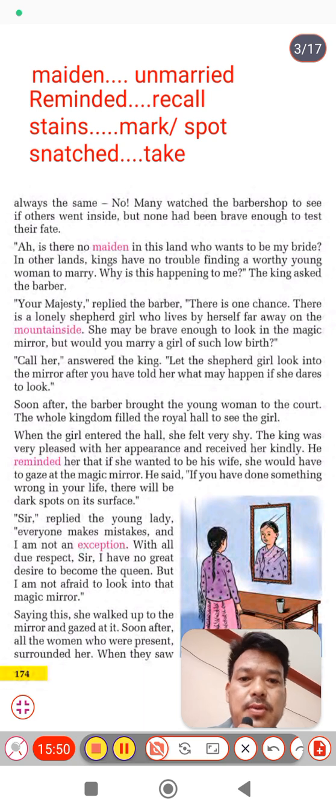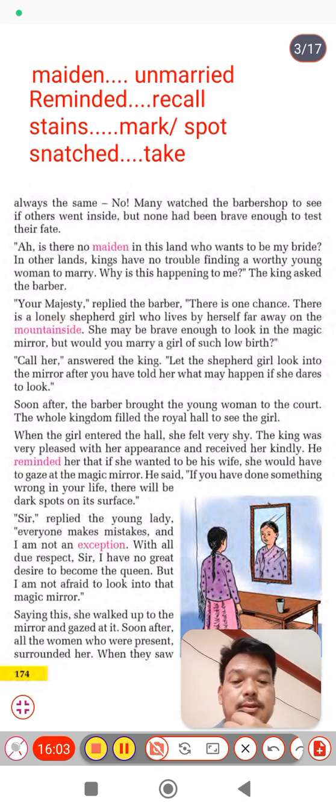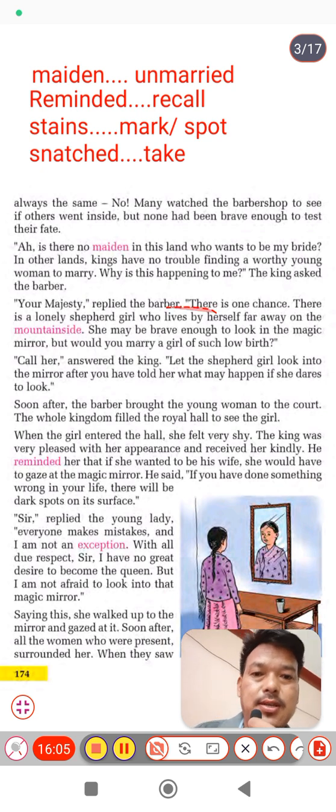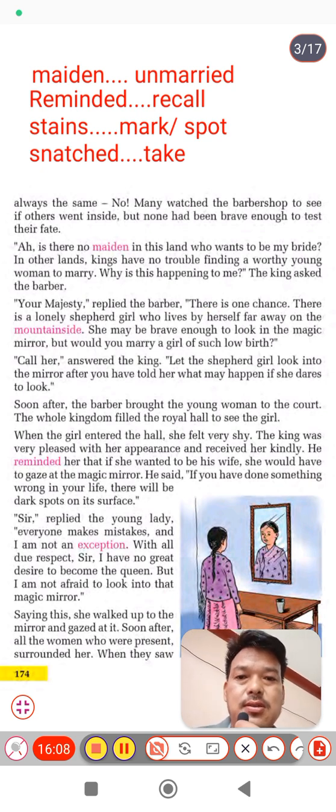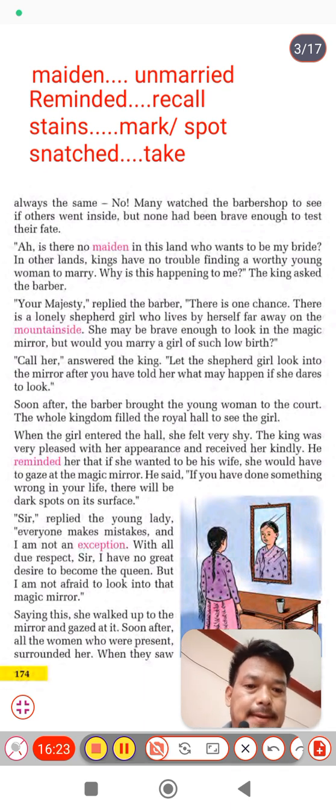Your majesty, replied the barber, there is only one chance. There is a lonely shepherd girl who lives by herself far away on the mountainside, a slopey side.